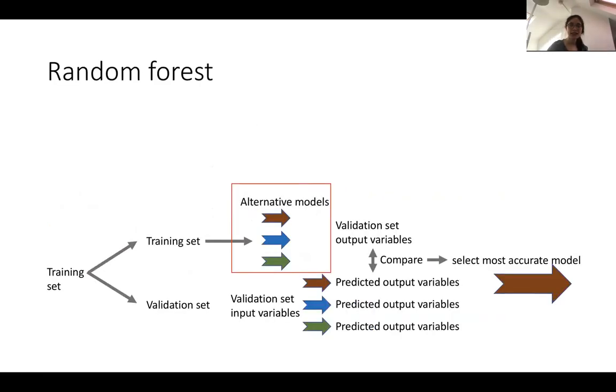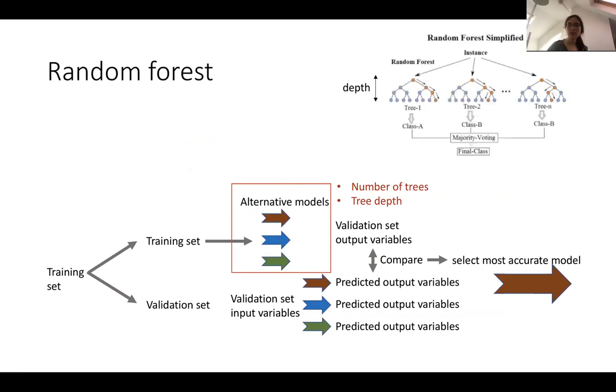In this case, the alternative models vary in the following parameters. First of all, you can vary the number of trees, and you can also vary the tree depth. The number of trees is the number of separate decision trees that are learned, and the depth is the number of yes or no questions that are asked by each decision tree.